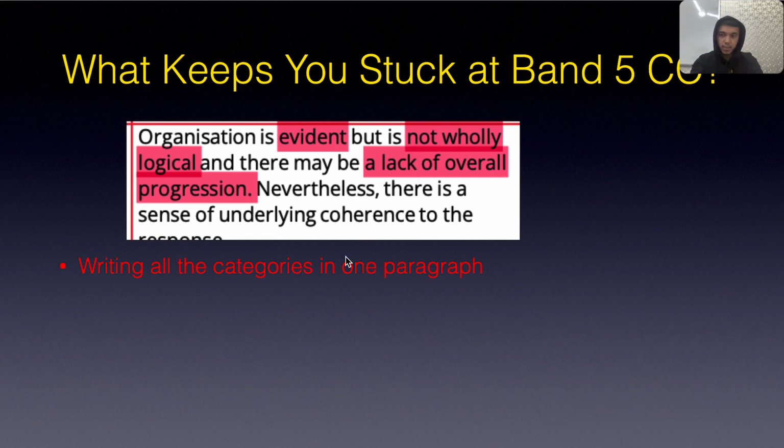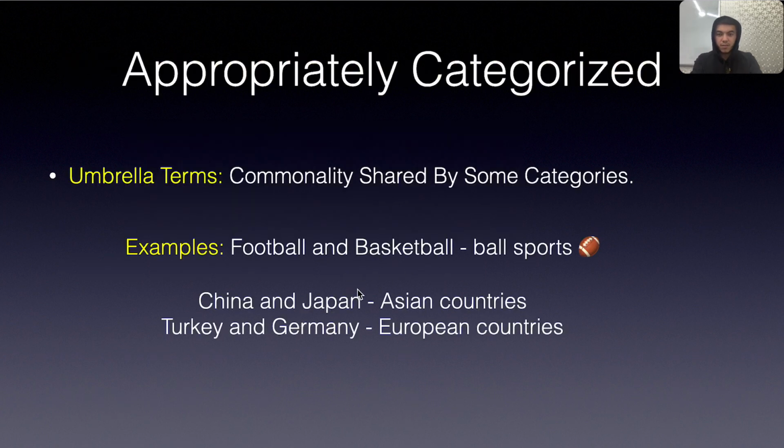We'll talk about it in the next slides, but to keep it simple, if you write all the categories in one paragraph, then your organization is evident. Okay, I can see what you're doing. You're writing all the categories in one paragraph, but it's not logical. So looking at your organization, I can't see the logic basically. So that's why you need to make sure that you follow a certain logic. Like this one, you need to follow a logic. So this is very logical. If you talk about 2 Asian countries in one paragraph, it's very logical. I can see what you're doing. You are talking about Asian countries in one paragraph. So this is what you need to do.